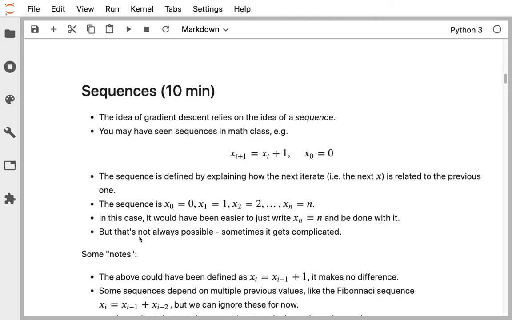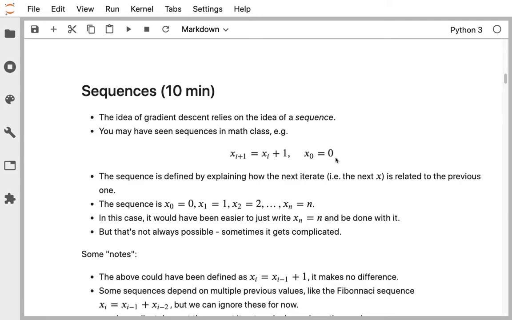The video you watched before this is about gradient descent, but I think there was a bit of a missing piece in talking about sequences, and this may be old news to some of you, but it will likely be new to many of you. So gradient descent relies on the idea of a sequence, and you've probably seen things like that before, like you have a bunch of x's, and the next x, x_{i+1}, is the previous x plus 1, and then you have some starting point, x0 is 0.